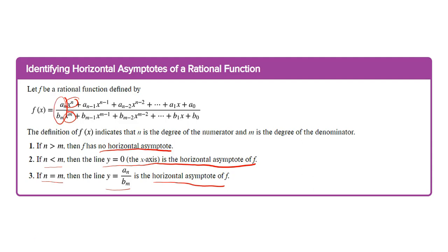So if the highest power is in the numerator, then there's no horizontal asymptote. If the highest power is in the denominator, then the horizontal asymptote is y equals 0. And if they're equal, it's the fraction of the coefficients of those highest powers.